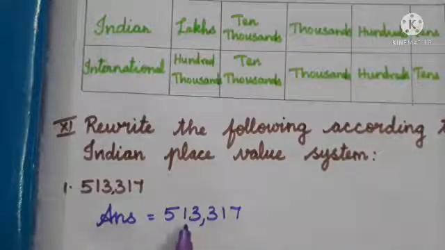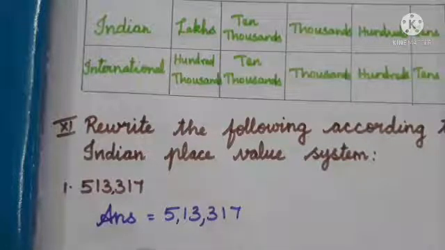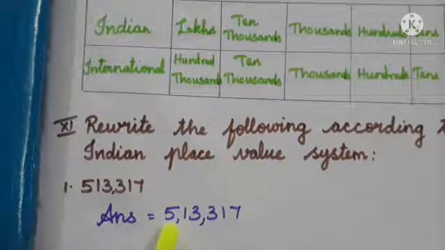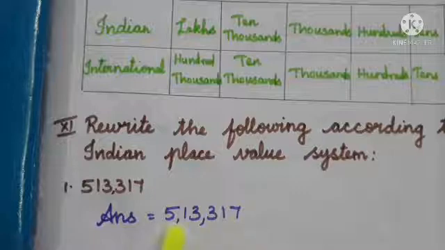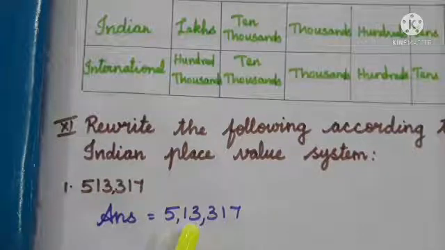Then thousand, 10,000, it will come as the thousand period. After 10,000 we have to place the comma. So we know after each period we have to place the comma. Ones, tens, hundred is the ones period. After the ones period we place the comma, then thousand, 10,000, afterwards we place the comma, then lakh. So here we can read this number in the Indian form as 5 lakh 13,317.